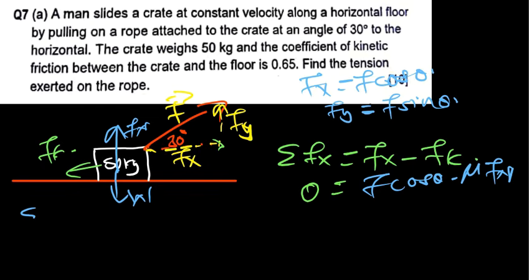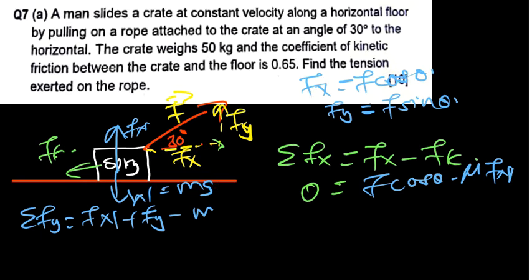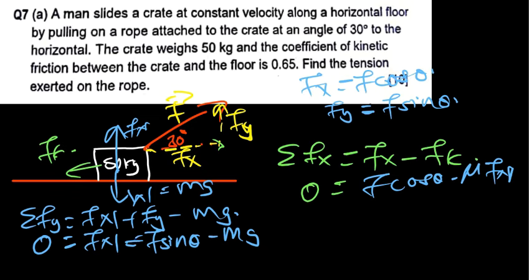Therefore, we're going to say the summation of the forces in y direction. We have two forces pointing upward, Fn and Fy, minus the weight force, which is mg pointing downward. This is going to be replaced with zero because we don't have motion in the y axis. Zero is going to be Fn plus Fy, which is F sin theta, minus mg. Now from here we want to find Fn.